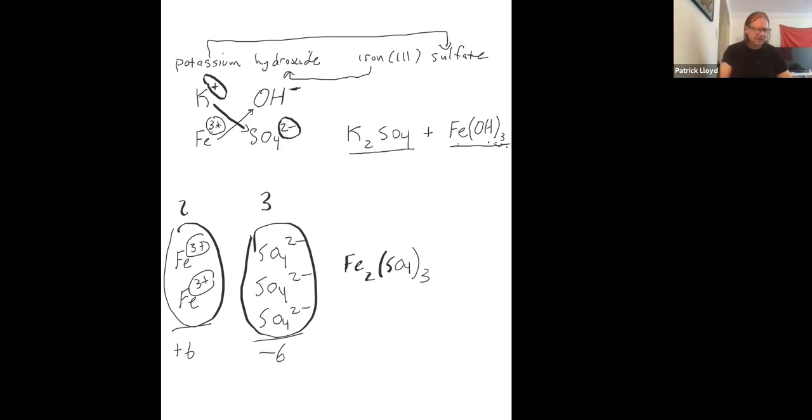Okay. Sometimes what people will do is they'll just switch the numbers. They'll say, hey, if this is a 3 and a 2, then you're going to have 3 of these and 2 of those. So you get Fe2(SO4)3. You got to put a parentheses in there, SO4 3. So sometimes people do that.